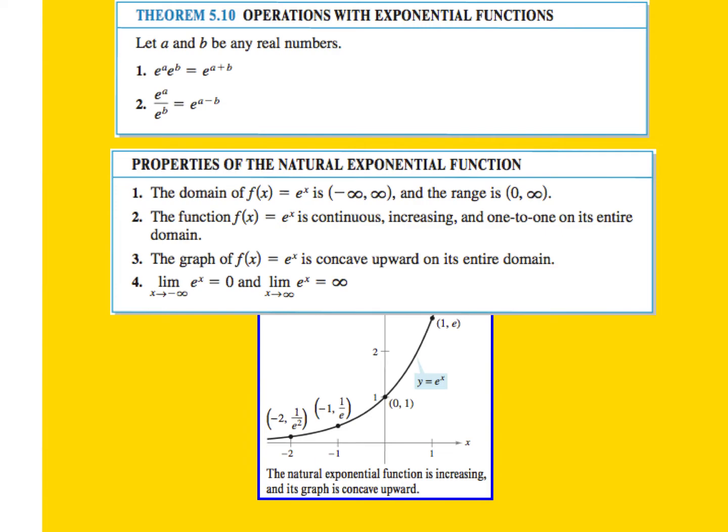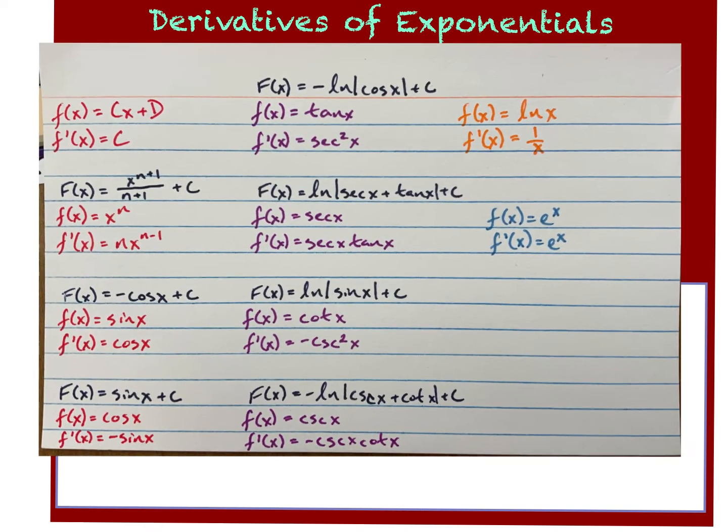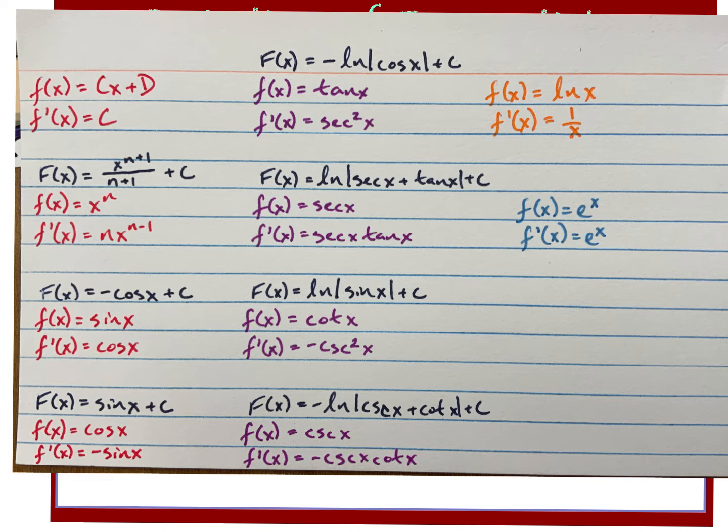Pretty good? Now, let's move on to some calculus. This is the toughest derivative we're going to have, so bust out your note card. If f of x is equal to e to the x, the derivative is equal to e to the x. If I have e to the x, f prime is e to the x. Everybody got that? It's pretty simple.